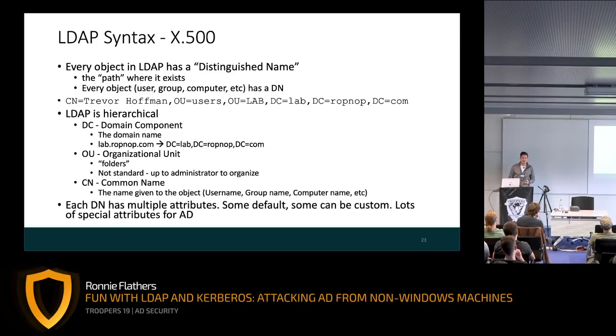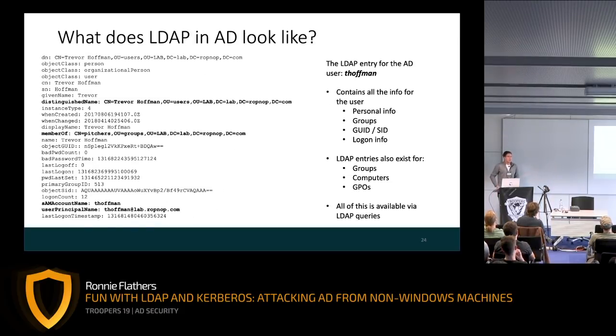And every single DN has lots of attributes. Here's what that looks like in Active Directory. This is the LDAP entry for that Trevor Hoffman user, and these are all the attributes that are stored for that user that we're able to query for with just a standard domain user.